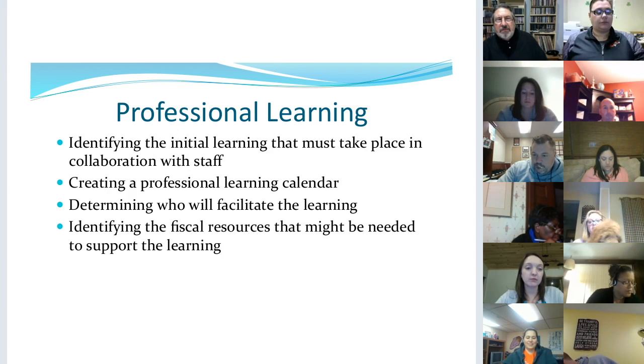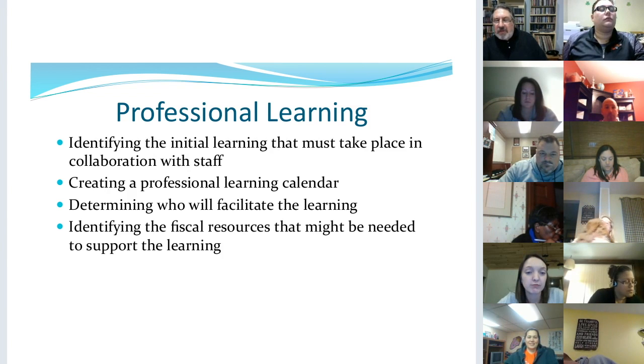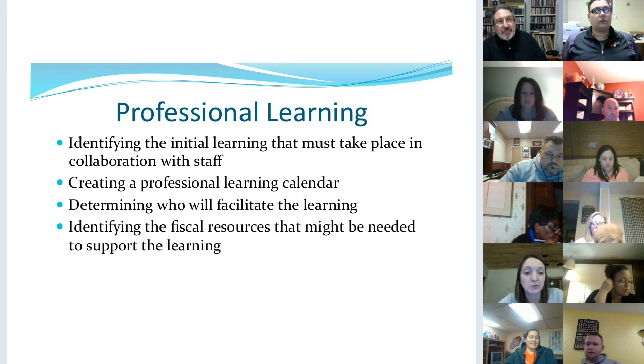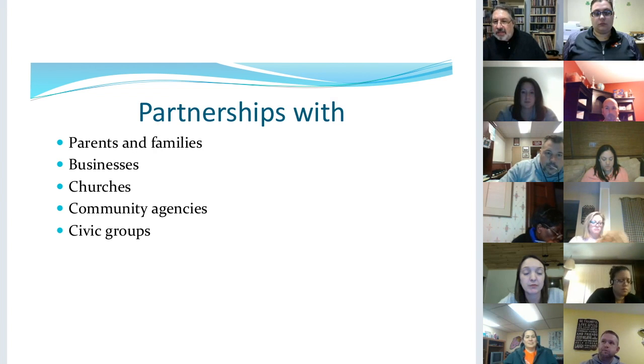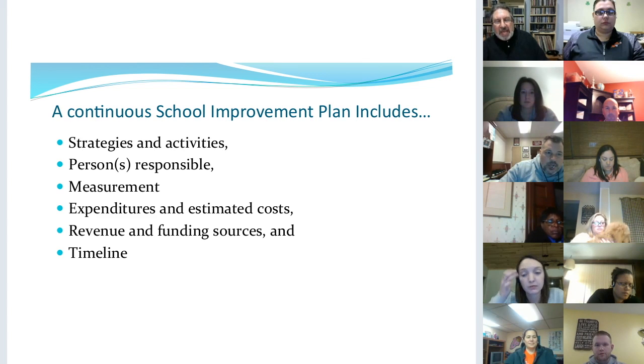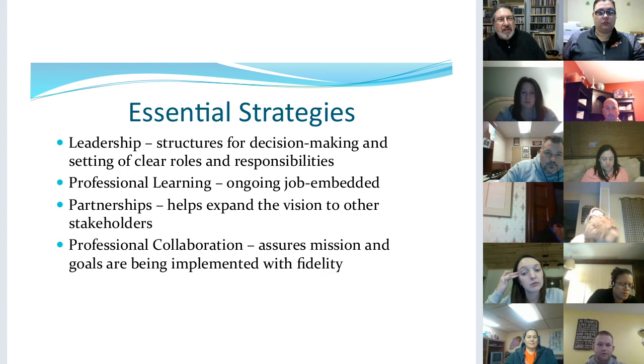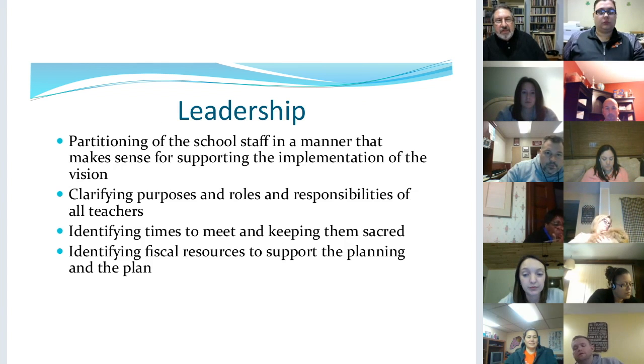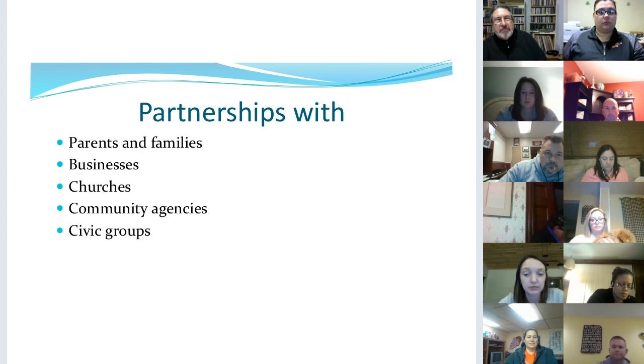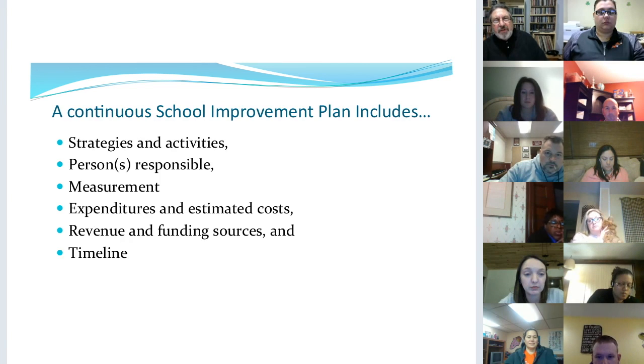Professional learning: creating a professional learning calendar, identifying the initial learning that must take place in order to build capacity, determining who will facilitate the learning, identifying the fiscal resources that might be needed to support the learning, and partnerships with families, businesses, churches, community agencies, civic groups. And I left something out. I know I did it. Darn it. And collaborations, which are very similar to partnerships.